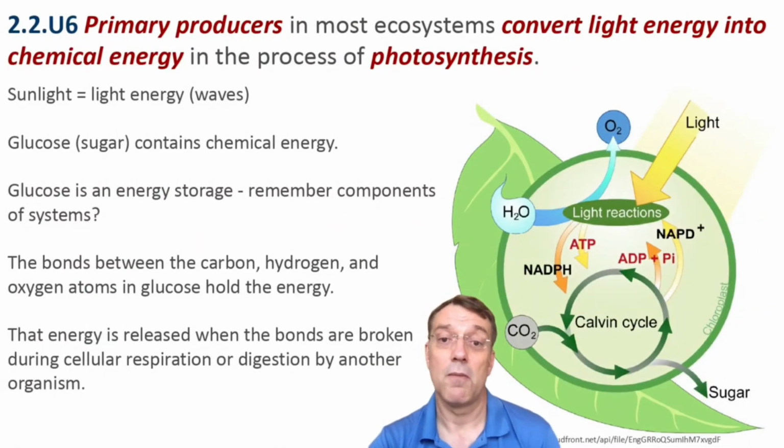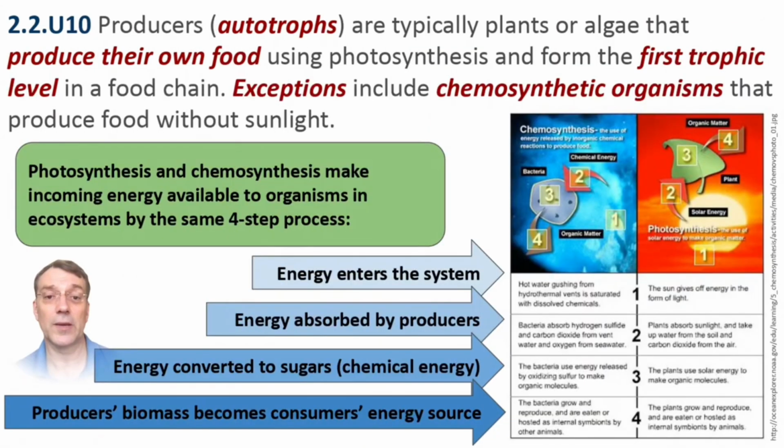Primary producers, mostly plants and algae, form the foundation of ecosystems by converting light energy into chemical energy through photosynthesis. This stored energy becomes available to other organisms in the ecosystem when they're eaten. Some exceptional organisms, like bacteria near deep-sea vents, can produce food through chemosynthesis without using sunlight.